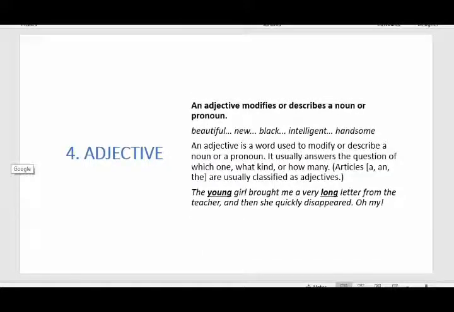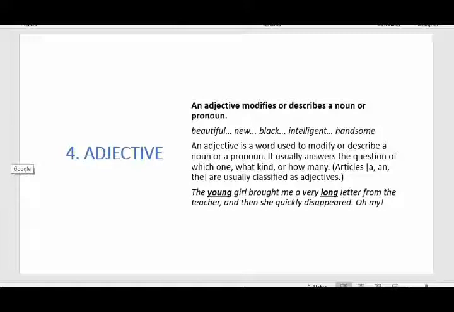Next is adjective. An adjective is a word that modifies or describes a noun or pronoun. In general English usage, we use adjectives to describe a noun or pronoun rather than using it as a modifier. We mostly tend to use it as a describing word.